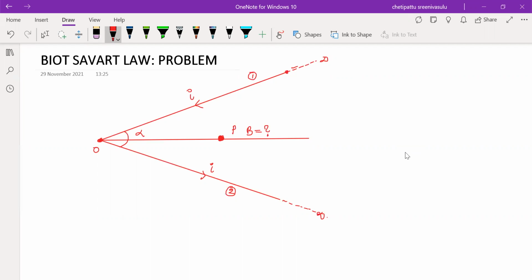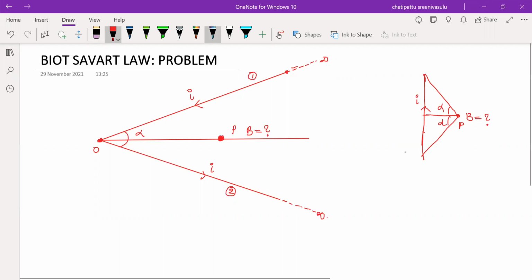Before that, we discussed one application of Biot-Savart's law. If we take one conductor in which current I is passing, at a distance of D, what is the magnetic field at this point P? For that, we consider it like this. This is alpha, and this we took as beta, at a distance of D.